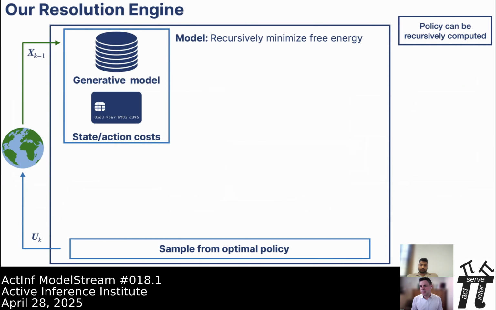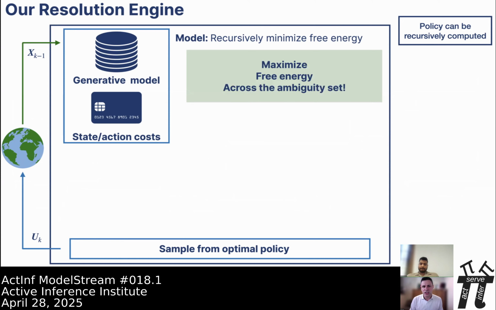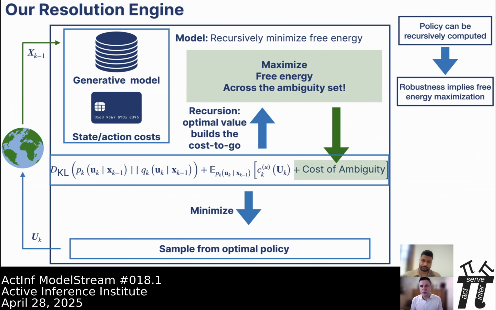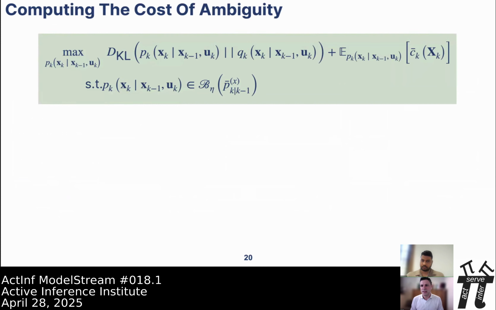So we have two steps, as we said, a logical breakdown of the decision problem. We want to find the policy. Finding the policy means minimizing that cost that is now in the middle of the slide, which has the cost of ambiguity. And this cost of ambiguity comes from maximizing the free energy. In order to make the model useful, so deployable, essentially, we need to find a way to compute that cost of ambiguity. Cost of ambiguity, that I remind you, comes from this optimization problem.